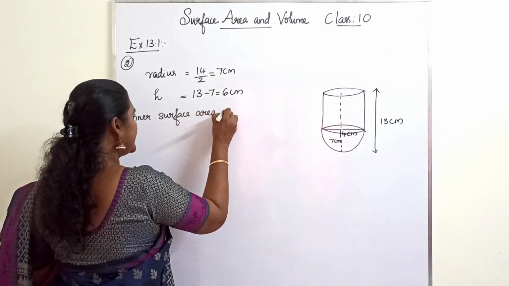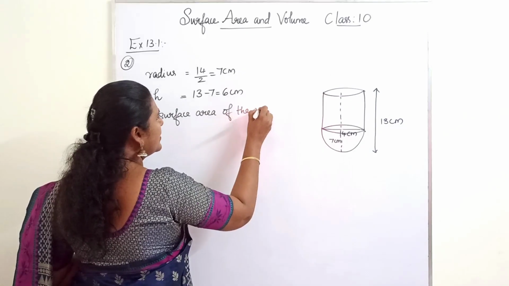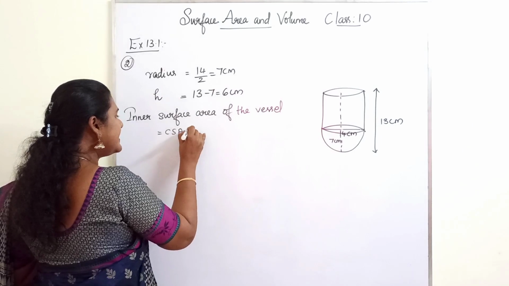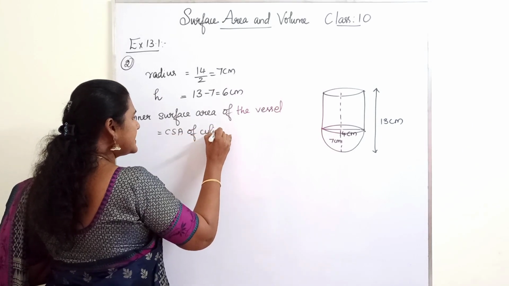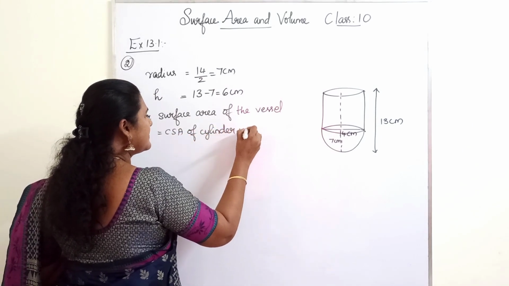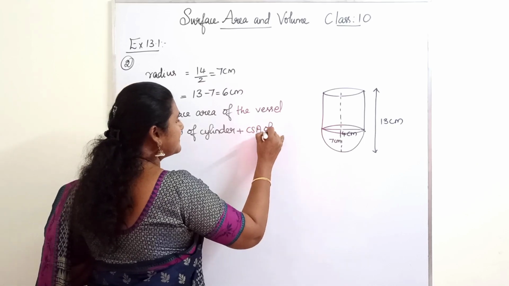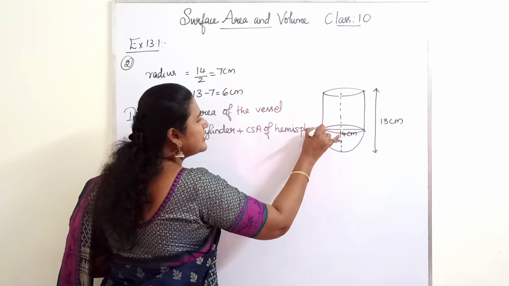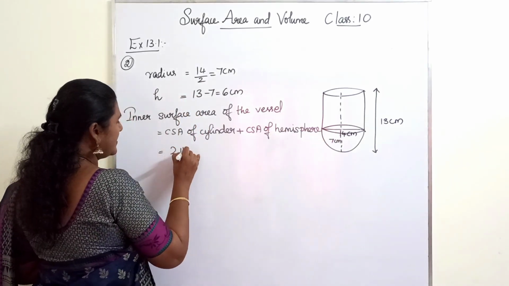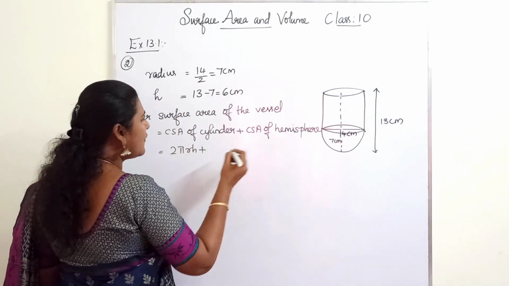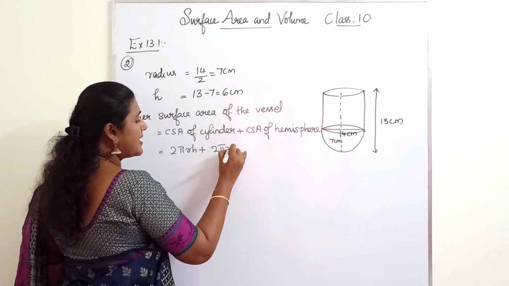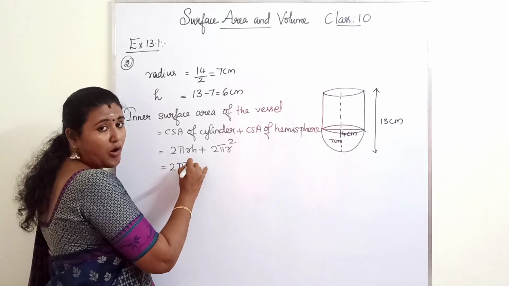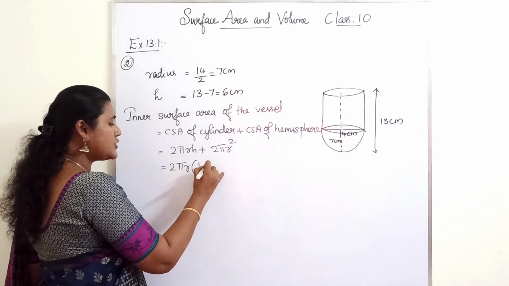So inner surface area of the vessel is equal to the sum of CSA of cylinder plus CSA of hemisphere. So what is CSA of a cylinder? 2 pi RH, plus CSA of hemisphere is 2 pi r square. So from these two we can take 2 pi r common. So you will get here h plus r.